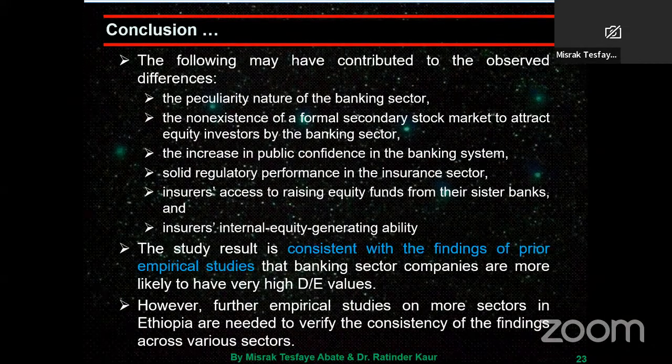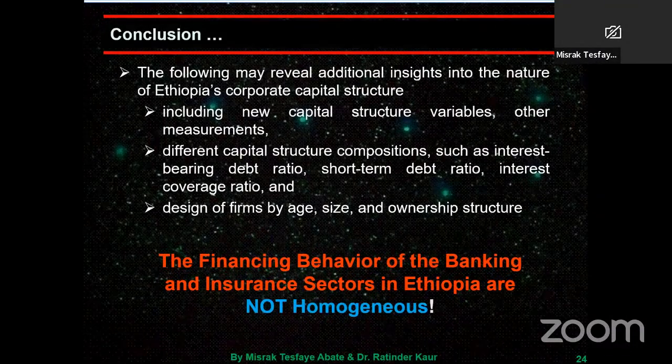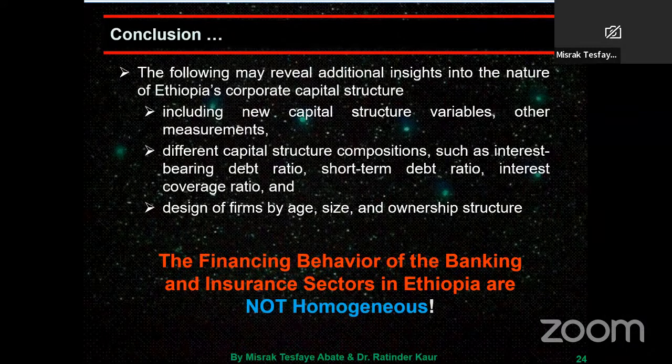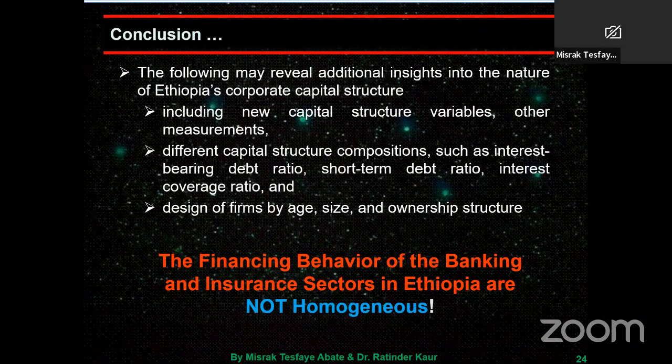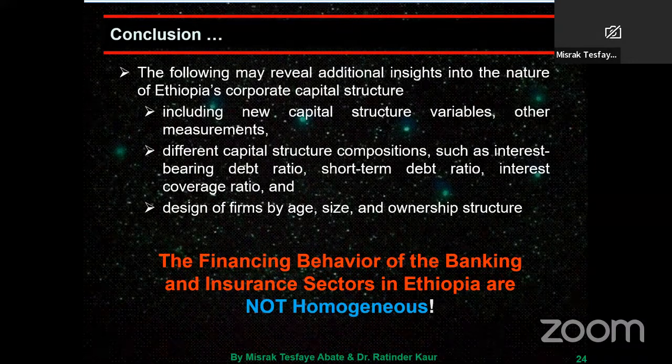The study result is consistent with the findings of prior empirical studies that banking sector companies are more likely to have very high debt equity values, but further empirical studies on more sectors in Ethiopia are needed to verify the consistency of the findings across various sectors. And future researchers may include new capital structure variables or measurements, different capital structure compositions, such as interest-bearing debt ratio, short-term debt ratio, interest coverage ratio, and they may segment firms by age, size, and ownership structure.